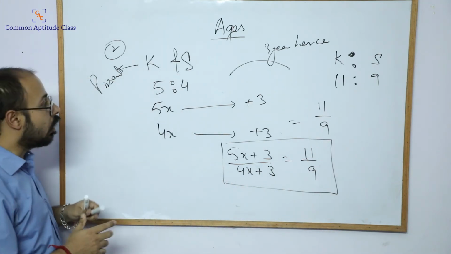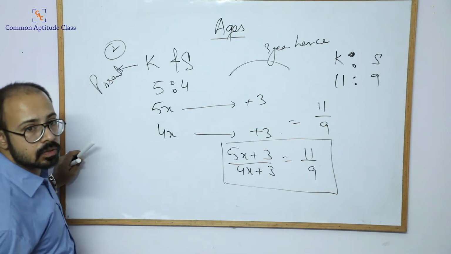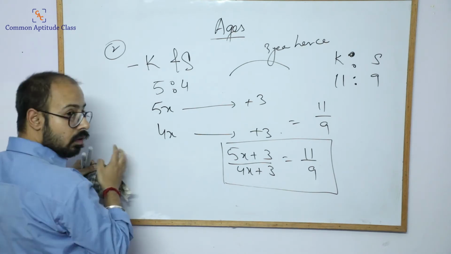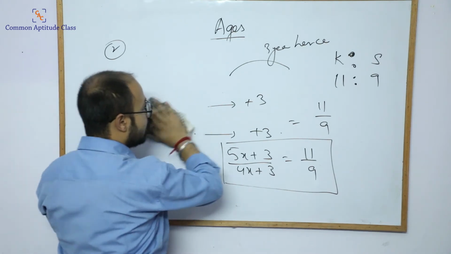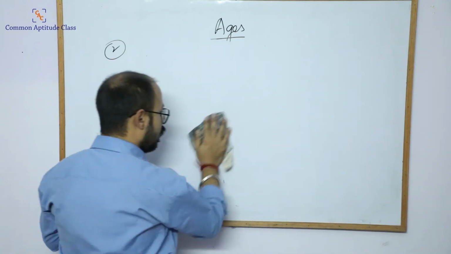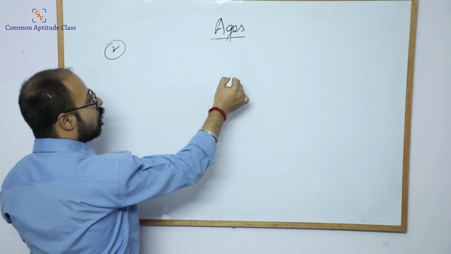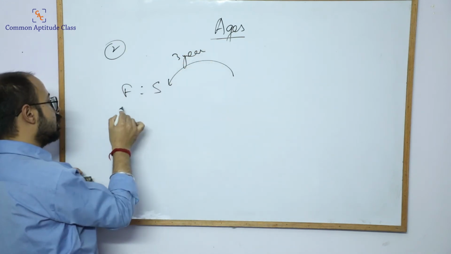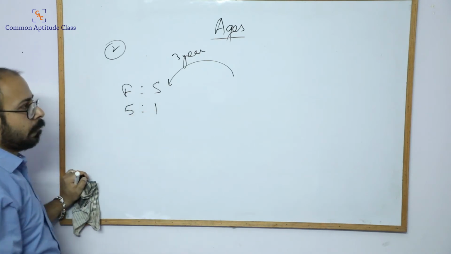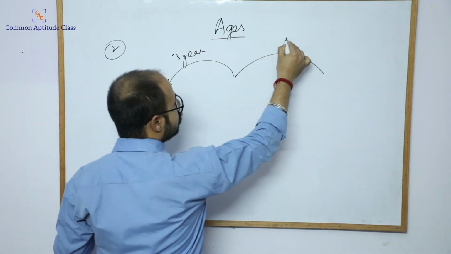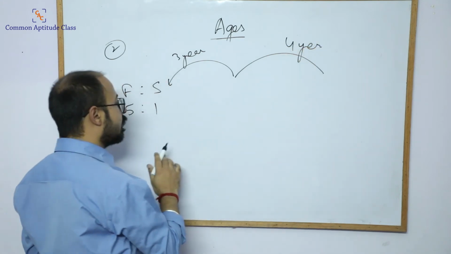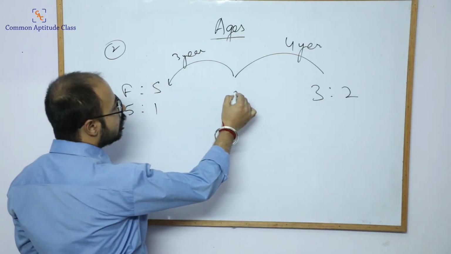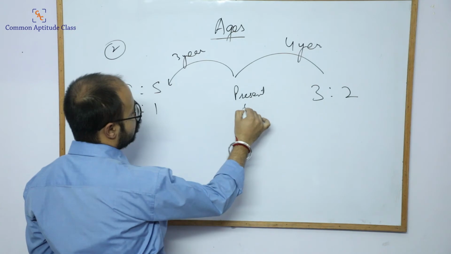Is that clear? Now, if this question is in this way, that this is not the present age. Now I am changing the question: 3 years ago, the ratio of father to son's age is 5:1. 4 years hence, the father to son ratio becomes 3:2. Find the present age of both.